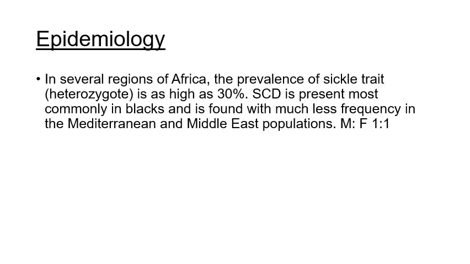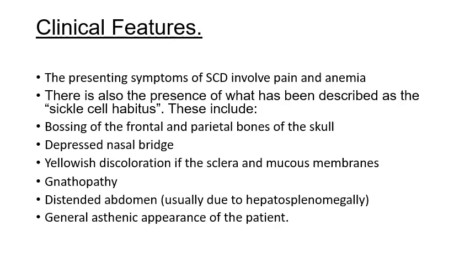In several regions of Africa, the prevalence of sickle cell trait is as high as 30%. So 1 in 3 people. Sickle cell disease is present most commonly in blacks and is found in much less frequency in the Mediterranean and Middle Eastern populations, with an equal male to female ratio. Clinical features.